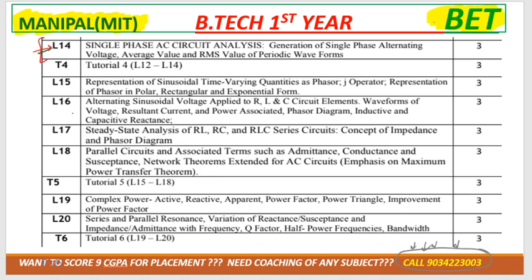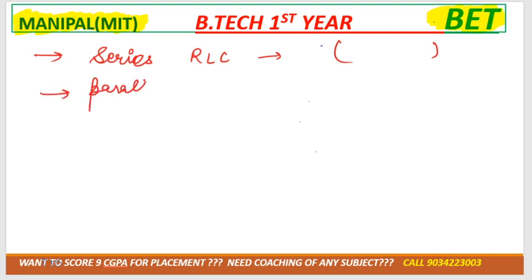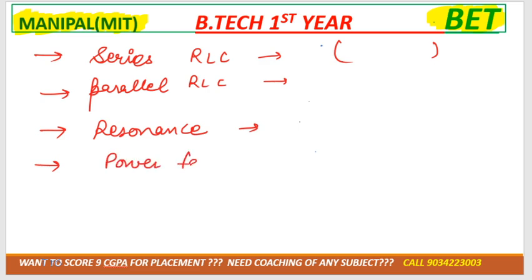So let's start with the single phase AC circuit. From this, what questions come in your paper? Just see, there are three types. One is the series RLC based numerical that will come in your paper. Then maybe the parallel RLC circuit will come. Then you'll have the topic of resonance, and then the topic of power factor improvement.